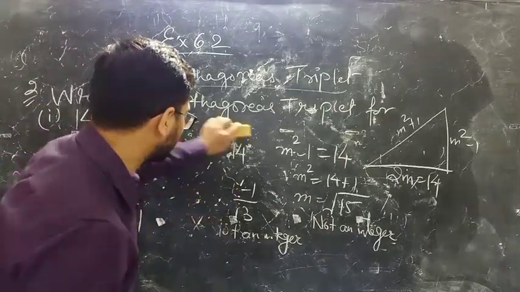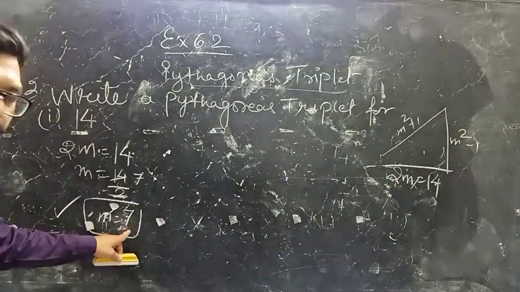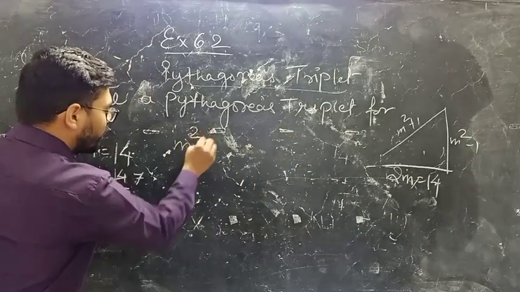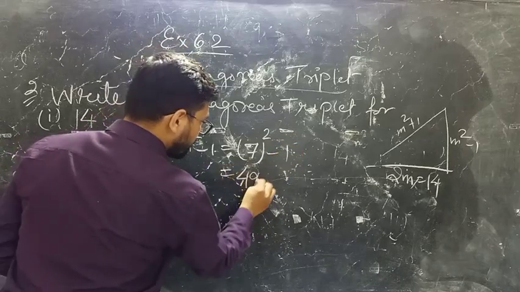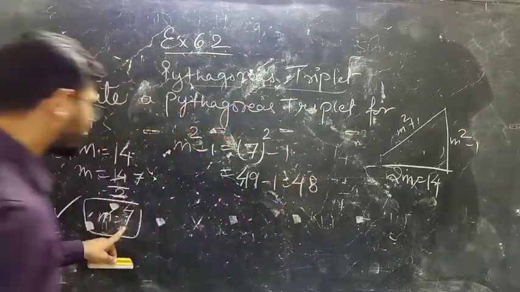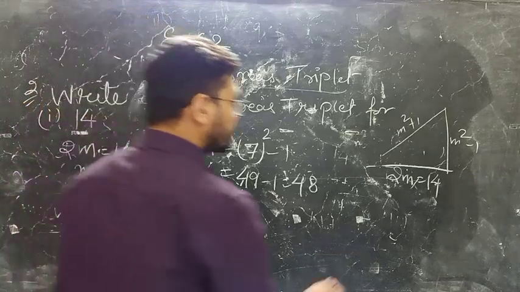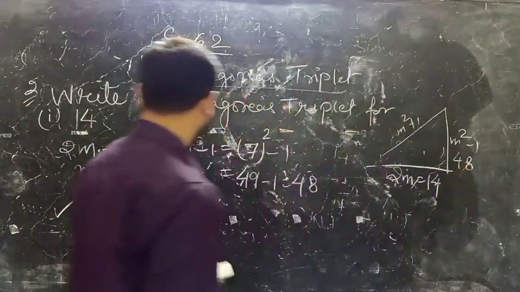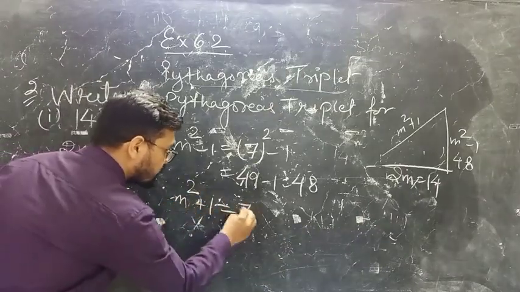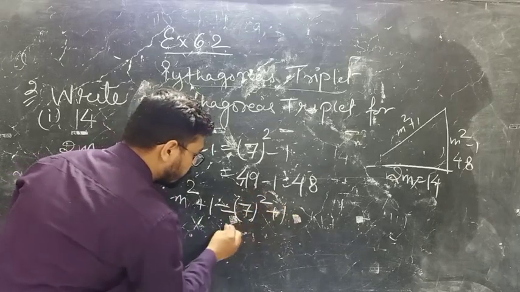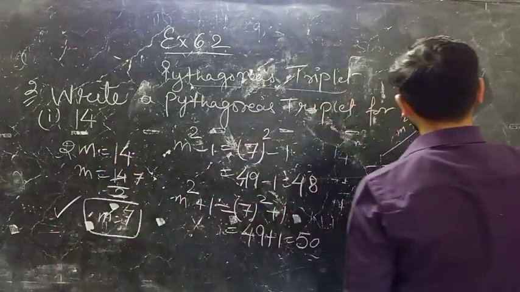Okay. Now m is equals to 7, so you can calculate m square minus 1. So 7 square minus 1, that is 49 minus 1, that is 48, right? That means this side is equals to 48. Now m square plus 1, similarly you can calculate m square plus 1. So in place of m put 7 square plus 1, so 49 plus 1, which is equals to 50. So this side is equals to 50.